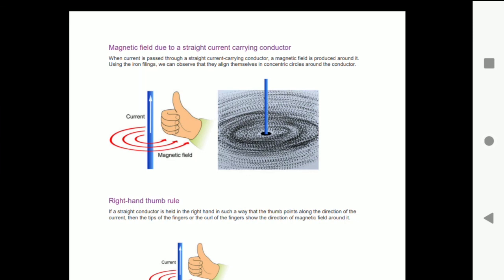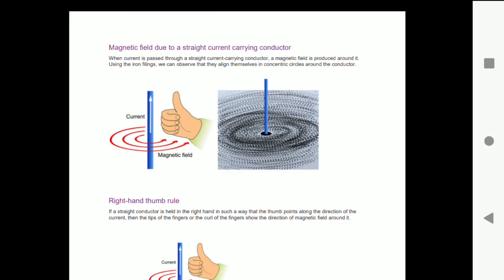And greater the distance of the point from the current carrying wire, weaker will be the magnetic field produced. If the point is near to the conductor, then the intensity of magnetic field will be more. And if you take a point away from the conductor, a weaker magnetic field will be produced.